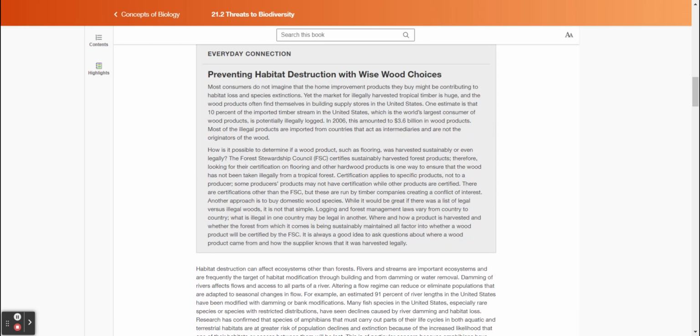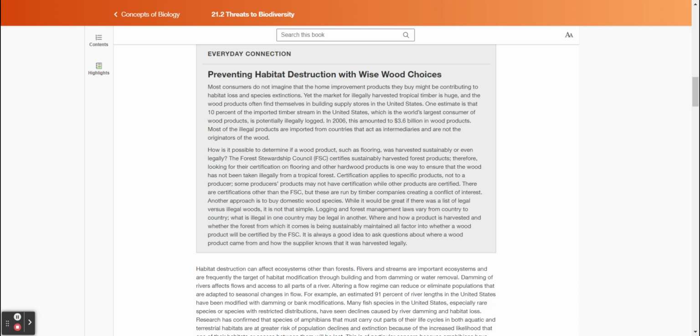Everyday connection. Preventing habitat destruction with wise wood choices. Most consumers do not imagine that the home improvement products that they buy might be contributing to habitat loss and species extinctions. Yet the market for illegally harvested tropical timber is huge, and the wood products often find themselves in building supply stores in the United States.